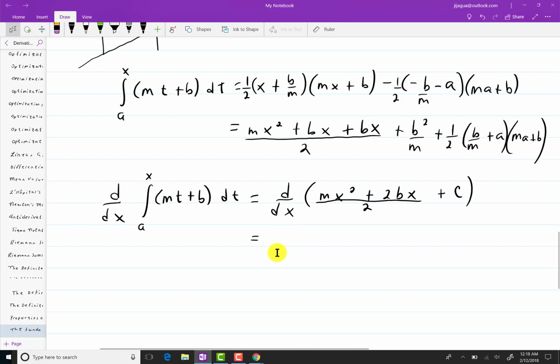So let's see what happens. That's going to equal, here I'll get 2mx, and then I'll get 2b. The constant, of course, will disappear. And if you look, I have mx plus b, which is the same thing as the integrand if the t were an x.